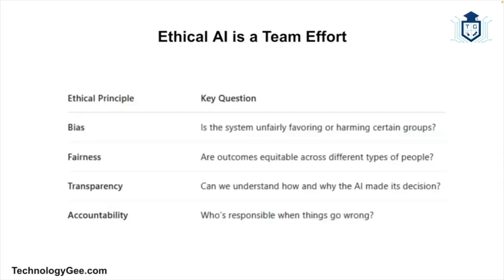So let's put all of this together. Ethical AI isn't just about better tech. It's about better choices. It means involving engineers and designers who build the systems, policymakers who set the rules, business leaders who decide how AI is used, and everyday users like you and me who are impacted by it. And ethics needs to be baked into AI from the very beginning, not slapped on like a band-aid at the very end.